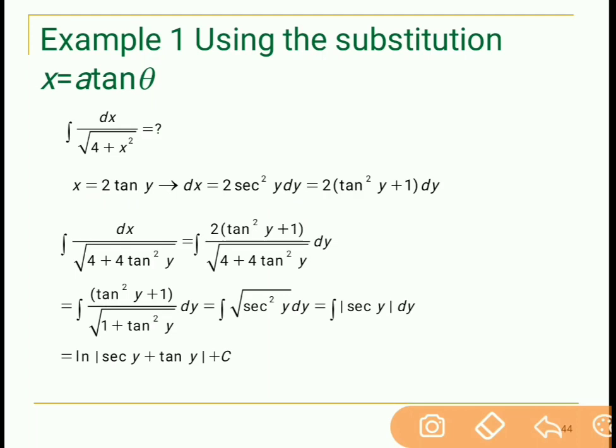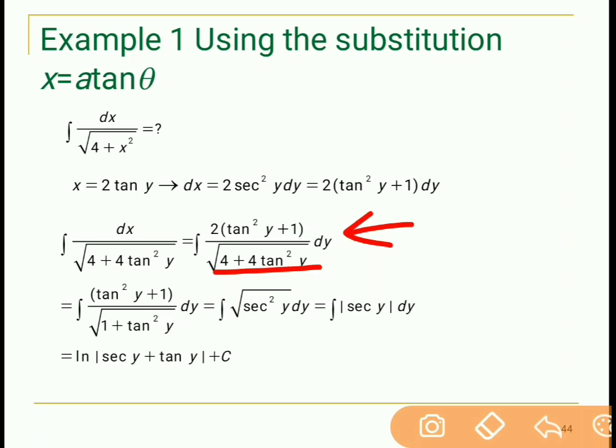Finally, we have the integration of dx upon under root 4 plus 4 tan square y, substituting x equal to 2 tan y. The dx can be converted into 2 sec square y into dy, and that is equal to 2 into tan square y plus 1. So we have an integral of the form 2 into tan square y plus 1 upon under root 4 plus 4 tan square y. Taking the 2 common from the denominator, it will get cancelled out from the numerator, and finally you will get the form tan square y plus 1 upon under root 1 plus tan square y.